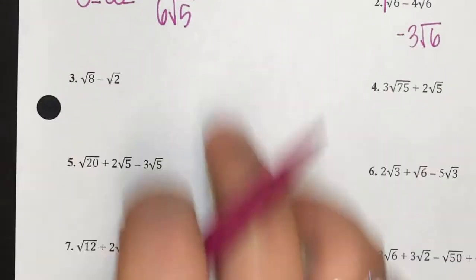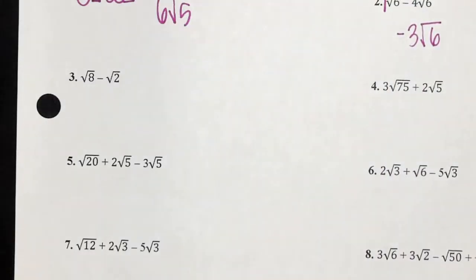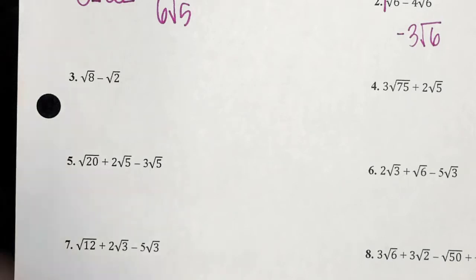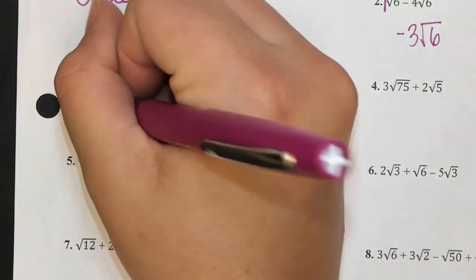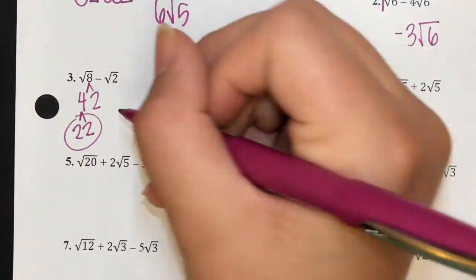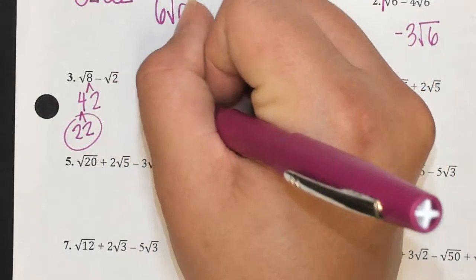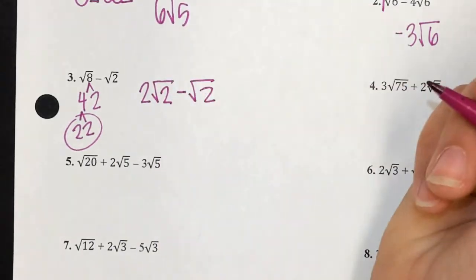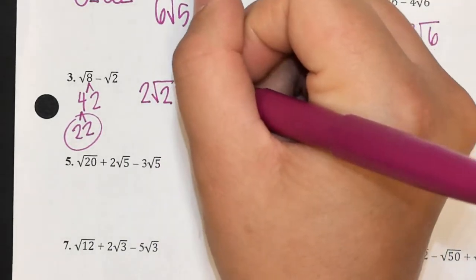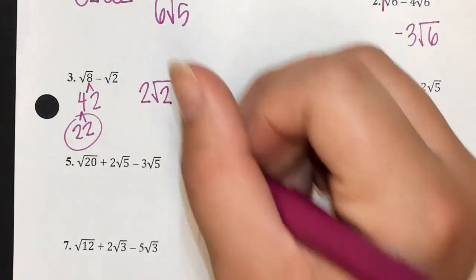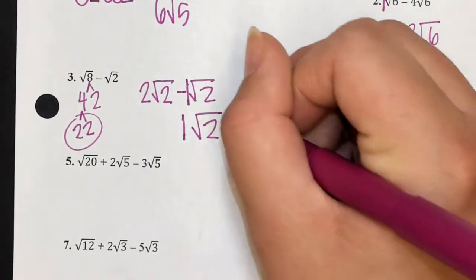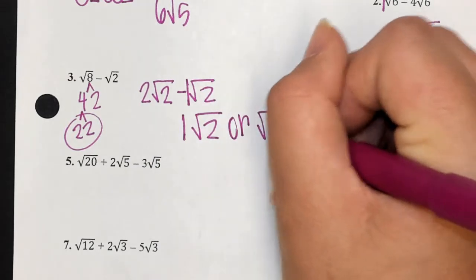Okay, here. 2 and 8 are not the same. Therefore, we cannot combine them. 8 breaks down to 4 and 2. 4 breaks down to 2 and 2. So I can circle a 2, but a 2 has to stay inside. So we have 2 square root of 2 minus square root of 2. But if there's nothing in front of this, then it's just a 1. So 2 minus 1 is just 1 square root of 2. Or, you don't have to write the 1, you can just write square root of 2.